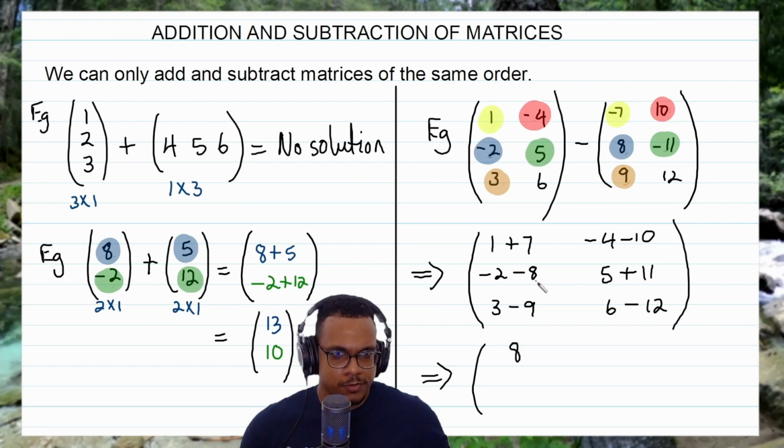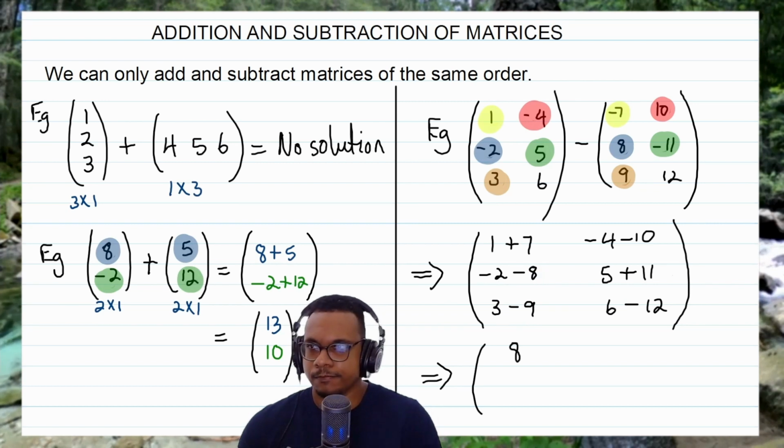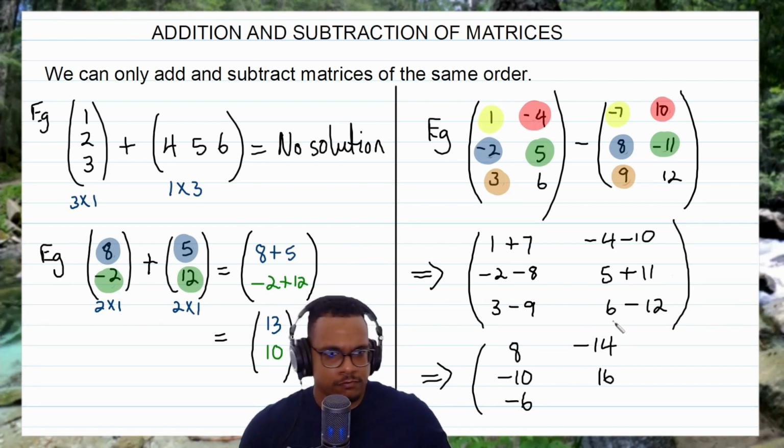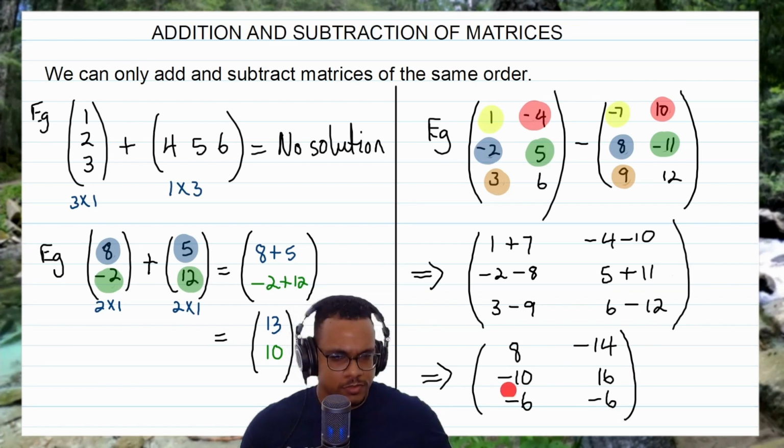Then we have negative 2 take away 8. So that'll give negative 10. Then we have 3 take away 9. So that'll be negative 6. Then we have negative 4 take away 10. So that's negative 14. 5 plus 11 is 16. And 6 take away 12 is negative 6. So this here will be our answer for subtracting these two matrices.